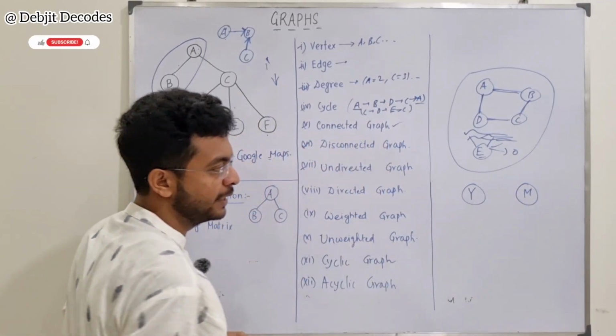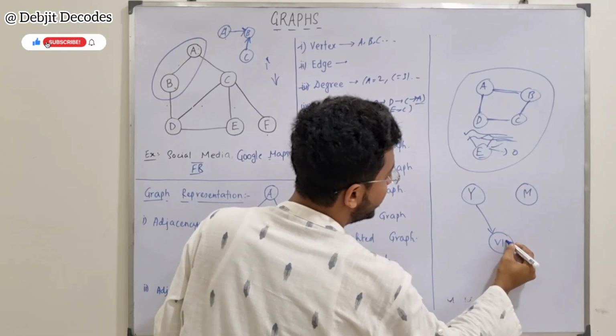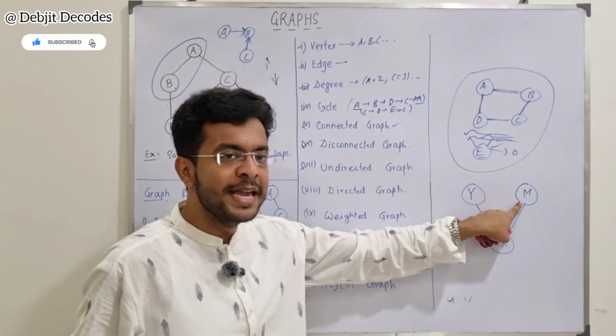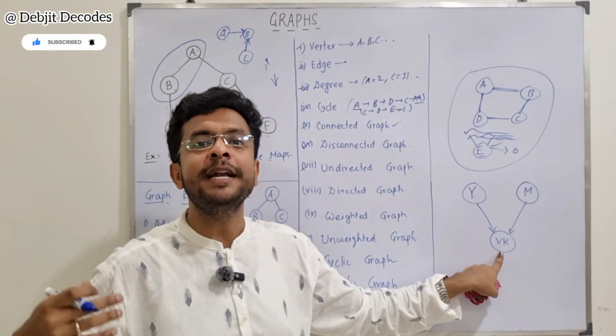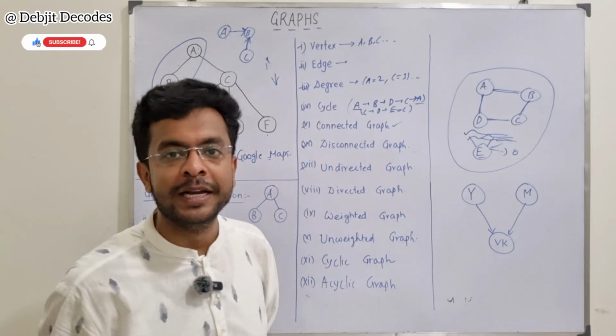This is you and this is me, right? Now, this is VK. What does it mean? You and me both are following Virat Kohli on, say, Instagram or Twitter. But that doesn't mean that Virat Kohli is also following us, right?